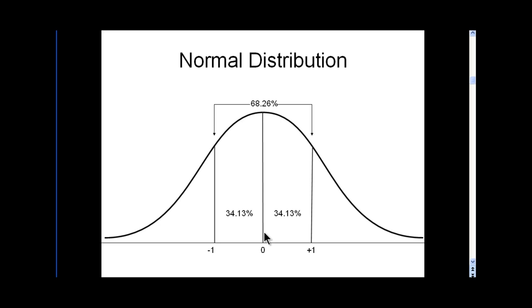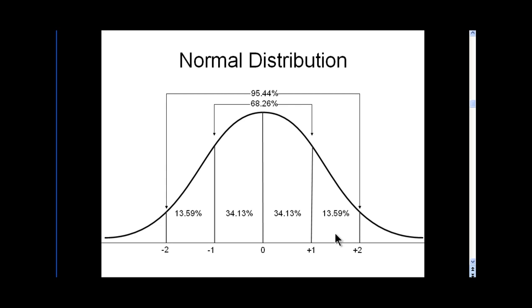Now, if you keep going further in the normal distribution, such as -2 and +2 standard deviations above the mean, you'll find that there's 13.59% of observations between -1 and -2, or +1 and +2. For a grand total, if you push out from -2 all the way to +2, you get 95.44% of observations between -2 standard deviations and +2 standard deviations within the normal distribution.